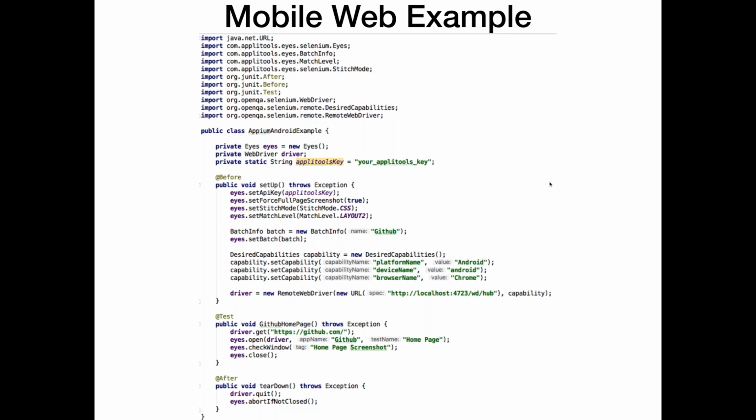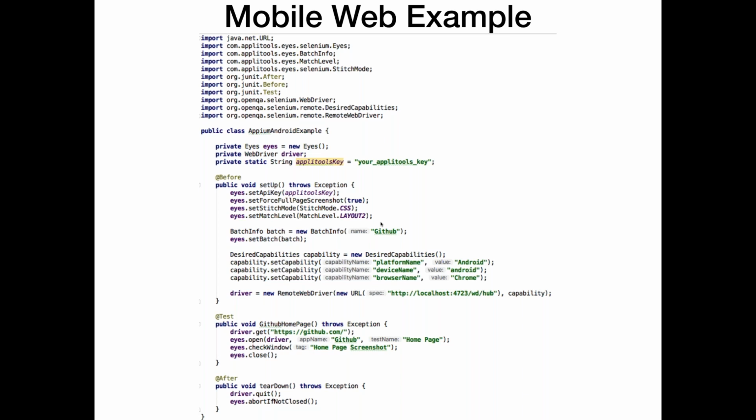And here's a very simple example of a mobile web example. Once you create an account, you get an API key. We're going to initialize our eyes object. We're going to set force full page screenshot to true. Our stitch mode will be CSS, so as our page scrolls down to capture the entire page, we will capture it with that. Our match level is layout, and I'll get into more details later about what that is. And we're going to set a batch, which is essentially batch info, which is essentially a folder. We're going to just call it GitHub.